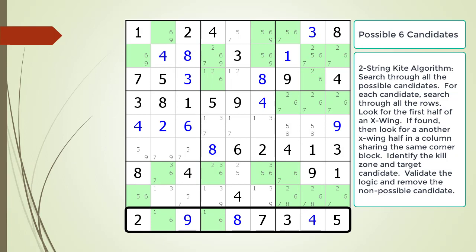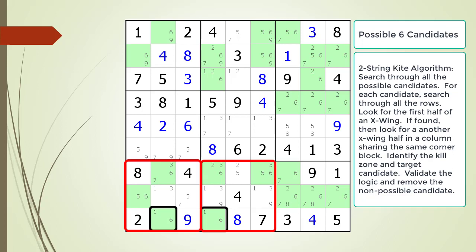We find the first half of an X-wing pattern in row 9 as shown with the black outline around the corner cells. Once we find our X-wing half, we look at the two blocks containing each endpoint as outlined in red. Within the two blocks, we look for another X-wing half sharing a corner cell in the same block but column-wise or perpendicular to the first X-wing half we found.